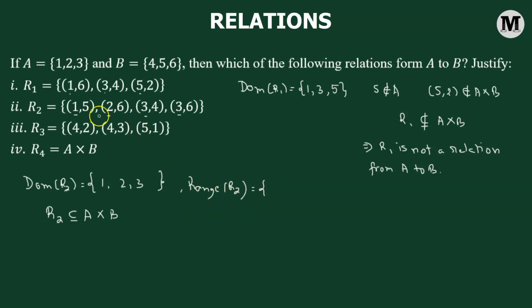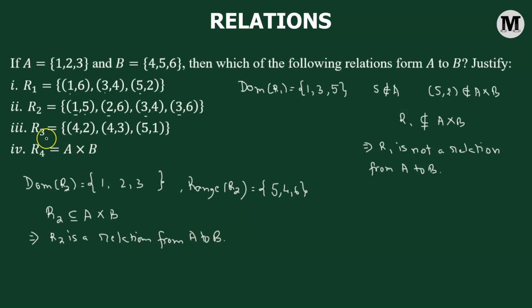So what will be the range of R2? Those are going to be the second element of each ordered pair. So here we have 5, 6, 4, 6. So 5, 6, 4, 6 means we have 5, 4, and 6. These are the elements which belong to the range of the relation R2, and clearly 5, 4, 6 also belong to the set B. So clearly R2 is going to be a subset of the Cartesian product of A and B. This simply tells us that R2 is a relation from A to B.